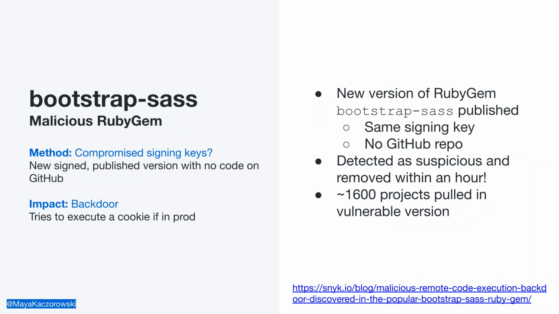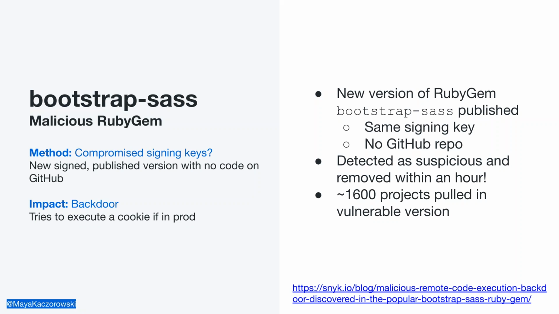Okay, another example, Bootstrap SaaS. This is a Ruby gem, rather popular with tens of millions of downloads. In March 2019, a known good version of the package was unpublished from the Ruby gems repository. Shortly after, a new version was published. This seemed to be legitimate, with signing keys matching previous publications and a new version number, but this actually suggests that maybe an attacker had compromised the signing keys. We're not super sure how this happened.